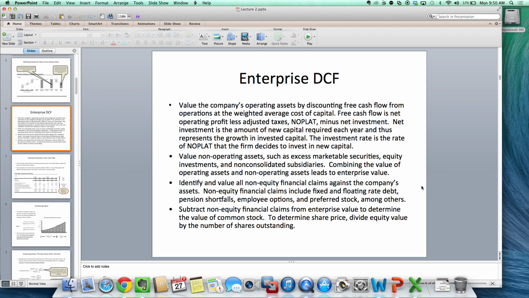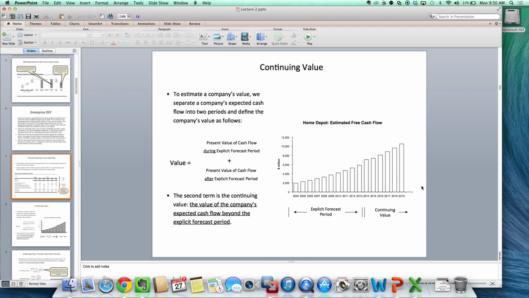So what's key to enterprise DCF is it's really based on free cash flow. That's what drives the operating value of the firm. And again, what we're going to do is forecast the free cash flows for a period of time until we can't forecast it anymore, in which case we'll then call it the continuing value of the firm.